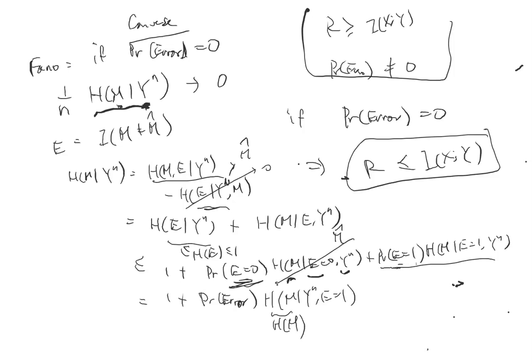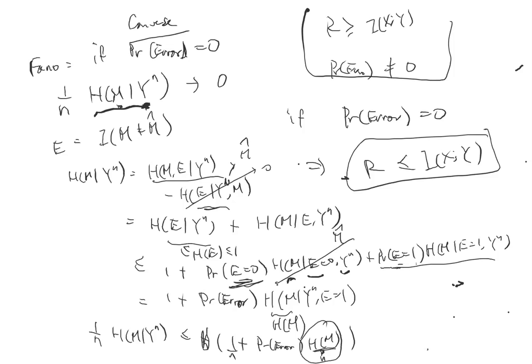So I will have this. And if I put 1 over n back, if I divide by n on both sides, then I have 1 over n H(M given Y^n) is less than or equal to 1 over n times (1 plus probability of error times H(M)). So maybe I can put 1 over n and H(M) over n, something like that.